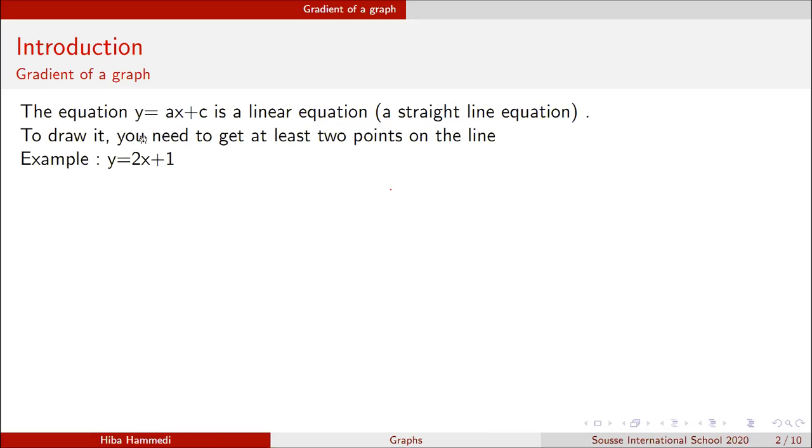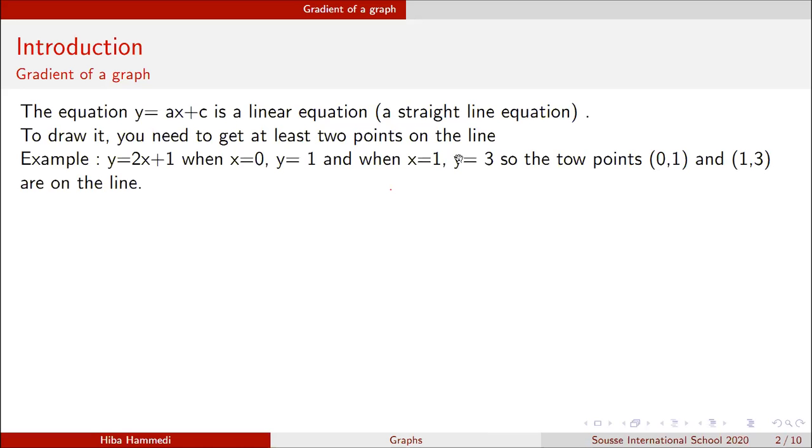Now, if I would like to draw a line like that, for example, y is equal to 2x plus 1, I just need to get the coordinates of 2 points on that line. For example, I will take x is equal to 0. When x is equal to 0, if I substitute in this expression, I get 2 times 0, which is 0, plus 1. So y is equal to 1. So this is the first point. The coordinate for that point is (0, 1).